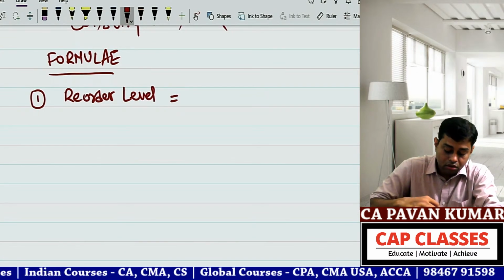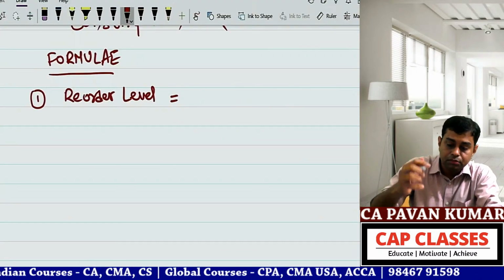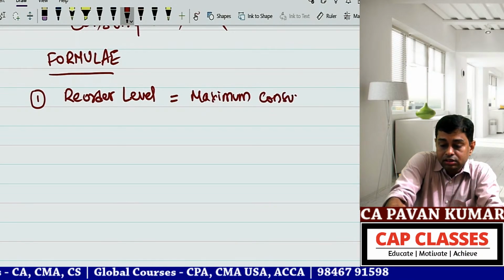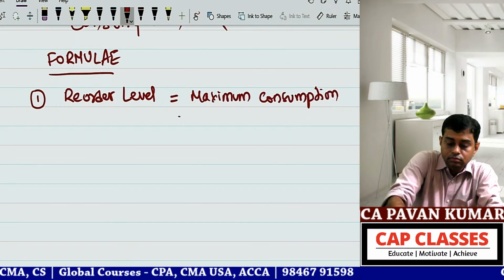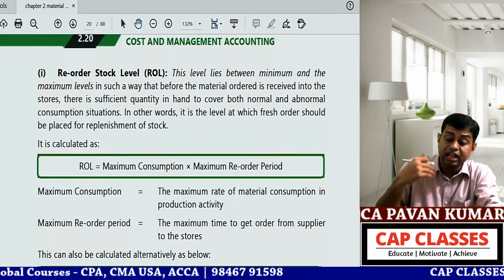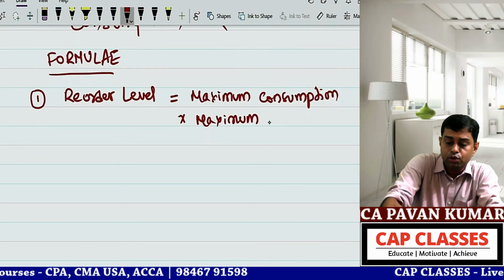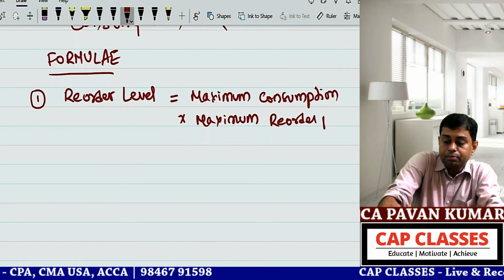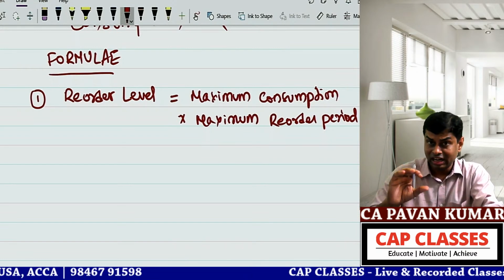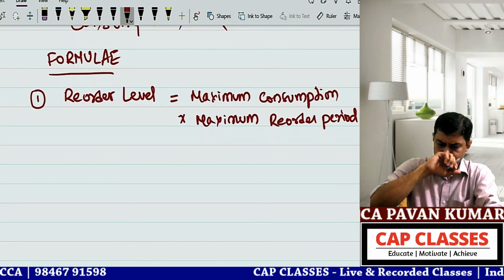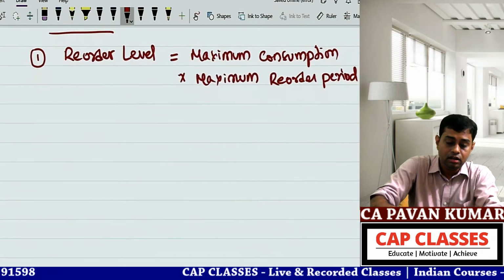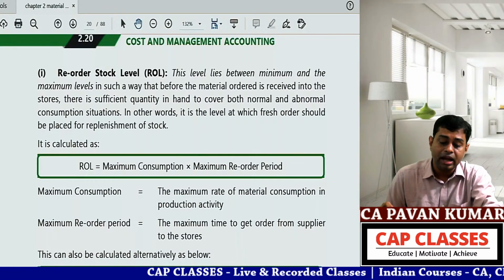Reorder level is equal to, remember, maximum consumption into maximum lead time. You can write maximum delivery period, or maximum reorder period, or maximum lead time, or maximum delivery time. Okay, reorder level, remember one thing, max into max. Reorder level, max into max.